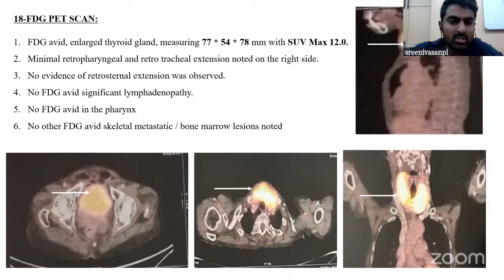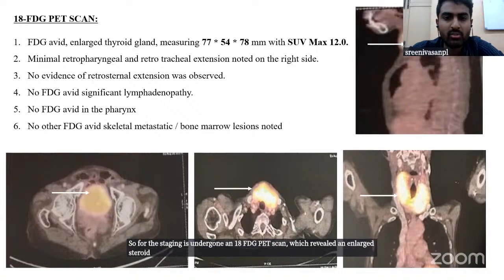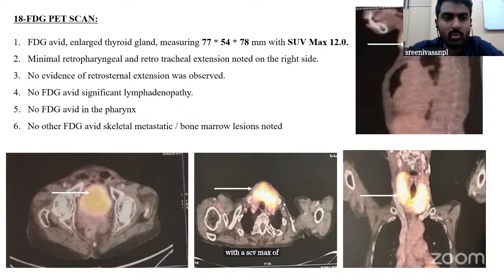Yeah, please go ahead. For further staging, we have undergone an 18 FDG PET scan, which revealed an enlarged thyroid of around 7 x 5 x 7 millimeter, with an SUV max of 12. Minimal retropharyngeal and retrotracheal extension was found on the right side. No evidence of any extrathecal extension was seen. Also, there was no bone marrow involvement, and no other FDG-avid skeletal metastatic lesions were noted.